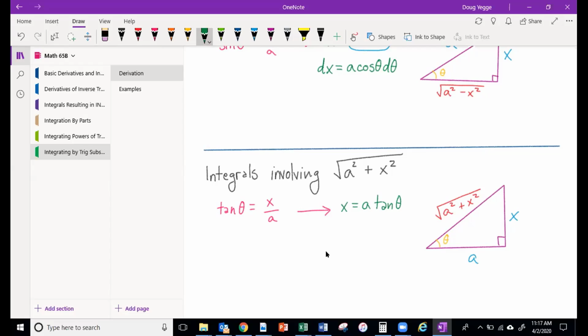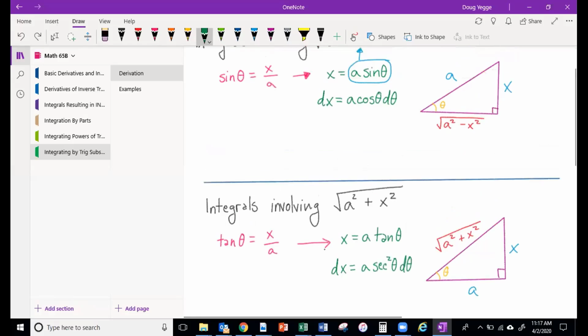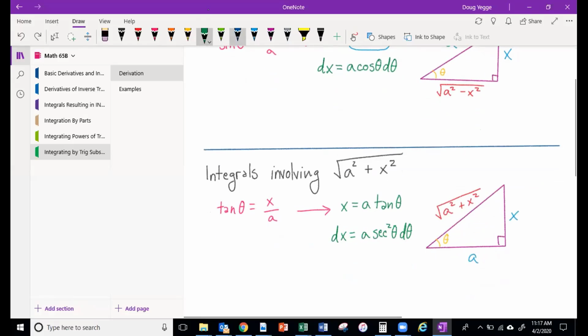Well, if x is equal to a tan theta, then dx is equal to a secant squared theta d theta. So that means that anytime you see this type of form inside of an integral, then the substitution that you should make is right here. Replace my a tan theta in for all of your x's.